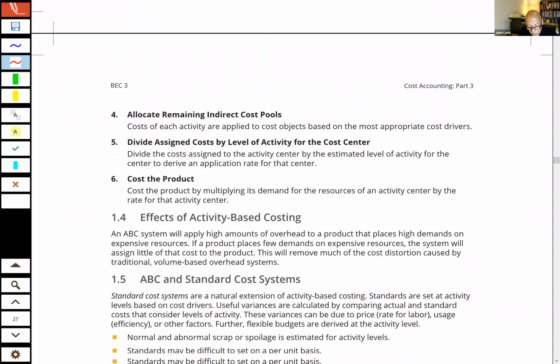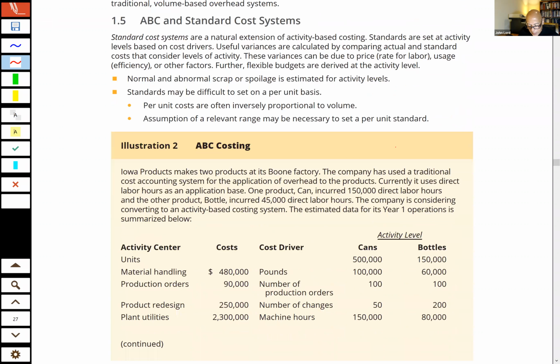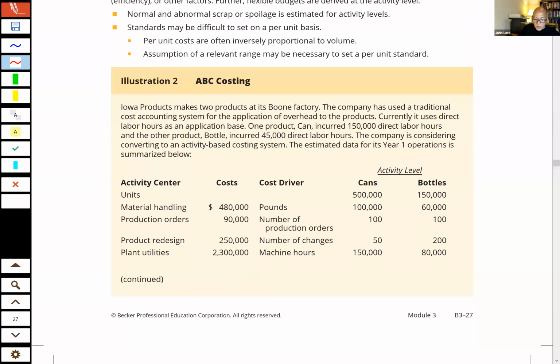Okay, good. Now let's look at this example. Again, they're doing this in the context of a manufacturer, and this company produces cans and bottles. You take a look: 500,000 cans, 150,000 bottles.